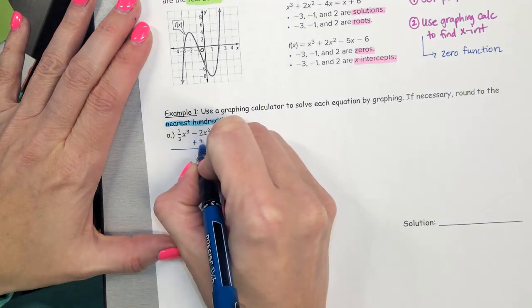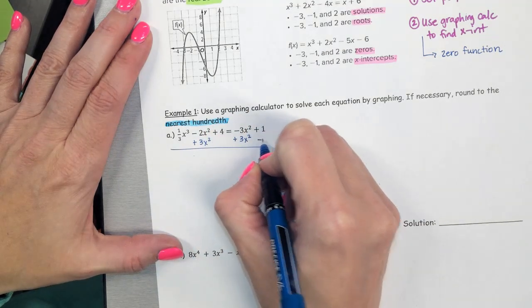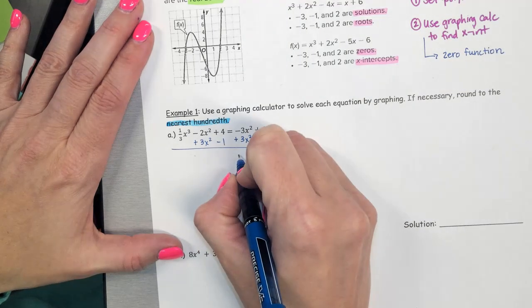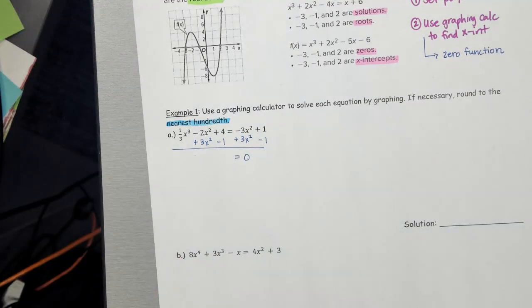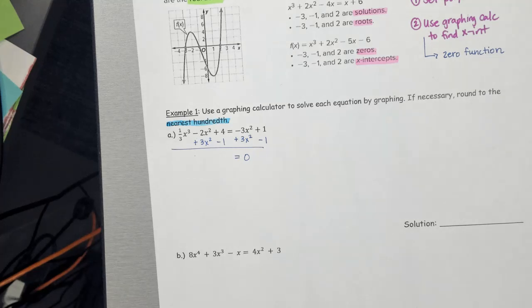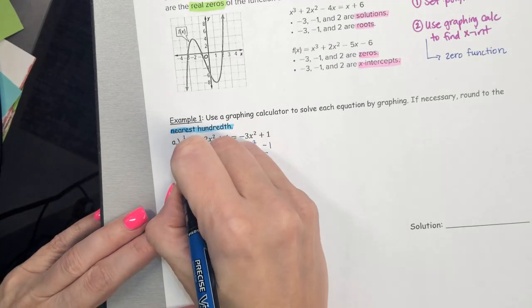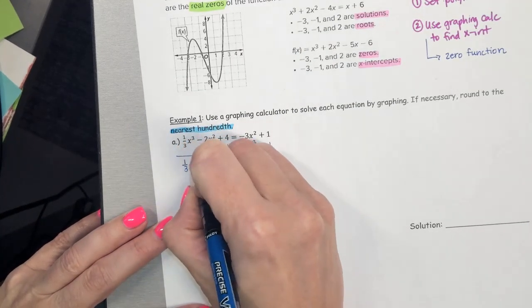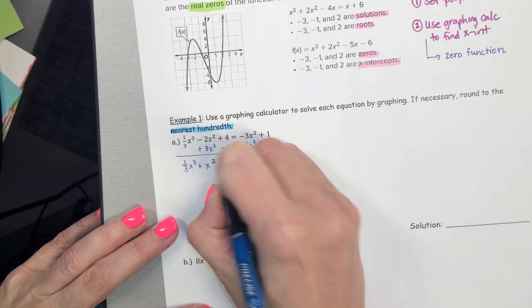If you are adding this over, just find your like terms. Okay, and then you should have a value equal to 0. So I want you to go ahead, combine those like terms. Okay, so you should have 1/3 x cubed plus x squared plus 3.